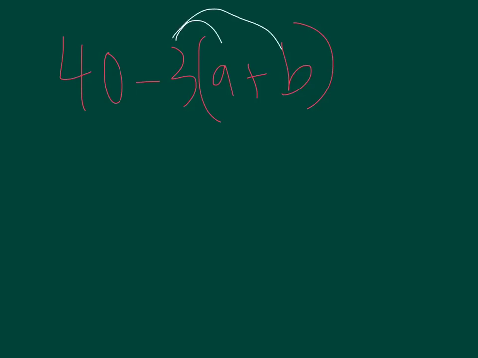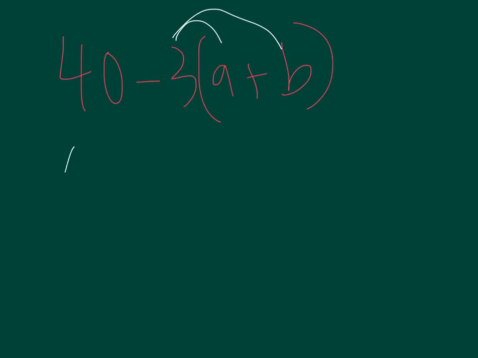So now you're saying, why do I need to know that? I could just follow the order of operations. Well, what if you threw a variable in there? Meaning, what if we said 40 minus 3 times A plus B? Trick now. I can't combine A plus B because I don't know what A plus B is. So now I'm going to have to actually distribute and do what that says.